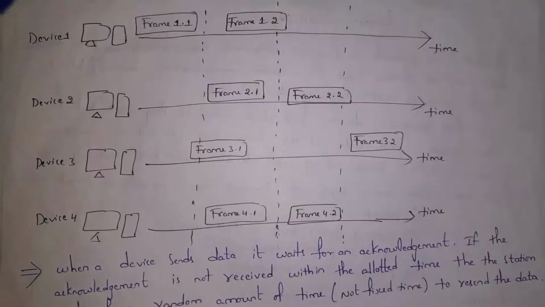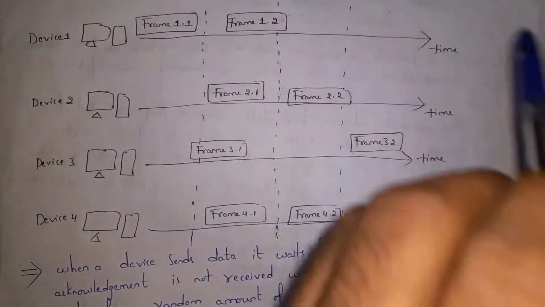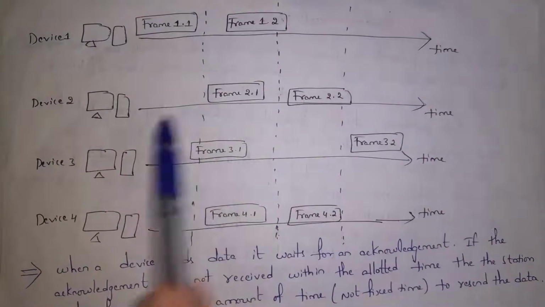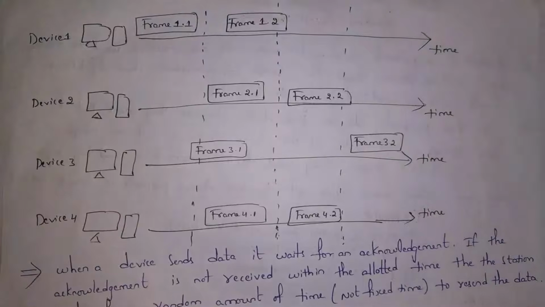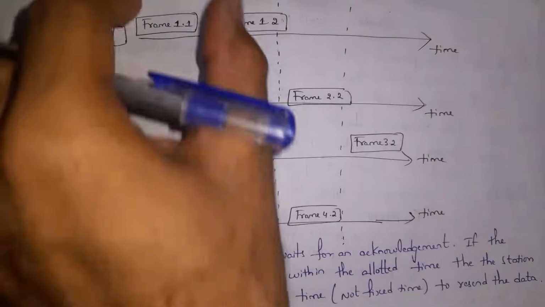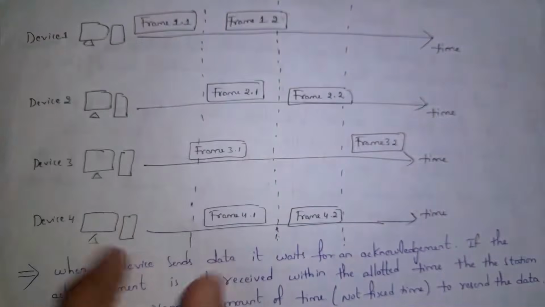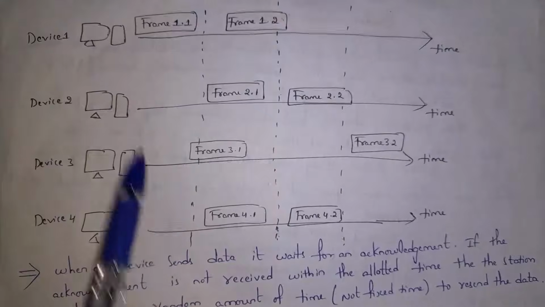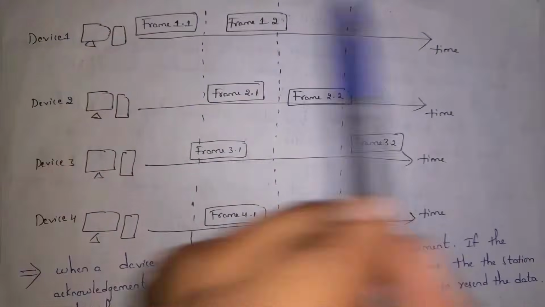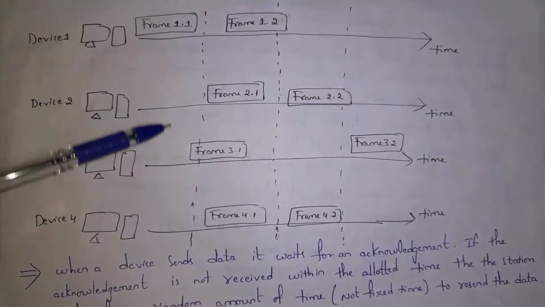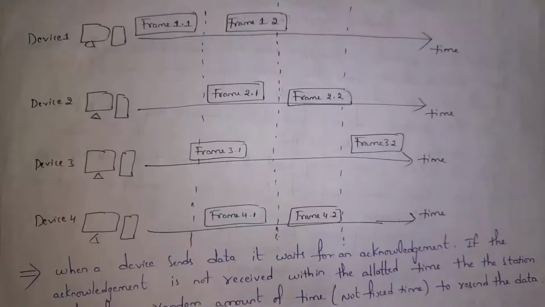As for example, there are 4 devices which are connected to a single cable. These lines are nothing but a single cable. As I already said before, in pure ALOHA, any device can send data at any time. For example, this is a particular time period. In this time period, only device 1 is sending data. As no other devices are sending in this time period, the receiver will receive this frame.